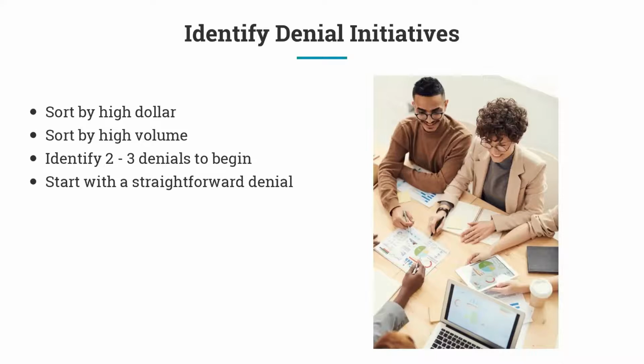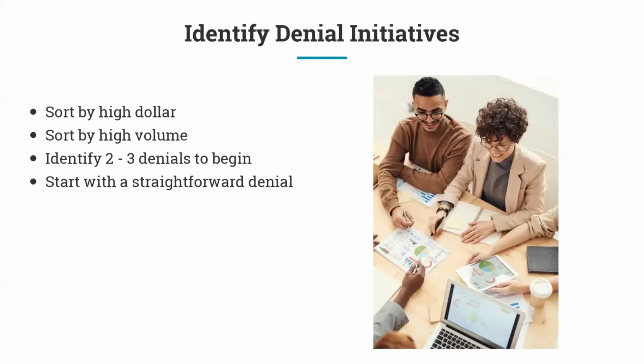Once you've done that, identify 2 to 3 denials to begin with. You're not going to want to tackle everything. It's going to be overwhelming and you feel like you'll never be able to do it, because a lot of these are very labor intensive and take a while to do. So take 2 to 3. And then the first one you want to start with is something that's straightforward and might be easier to resolve. That'll give you some momentum and some confidence in what you're doing.